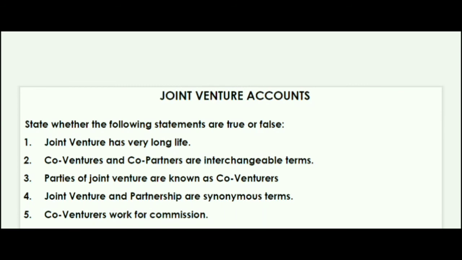First question is, joint venture has a very long life. Is it false or true? That's false, because a joint venture will not have a very long life. Next is, co-venturer and co-partner are interchangeable terms. No, that's not correct. It's false again. Parties of joint venture are known as co-venturers. That's correct. That's true. Next question is question 4. Joint venture and partnership are synonymous terms. No, that's not correct. Joint venture and partnership are different things. Next is 5th. Co-venturers work for commissions. That's false, not correct.